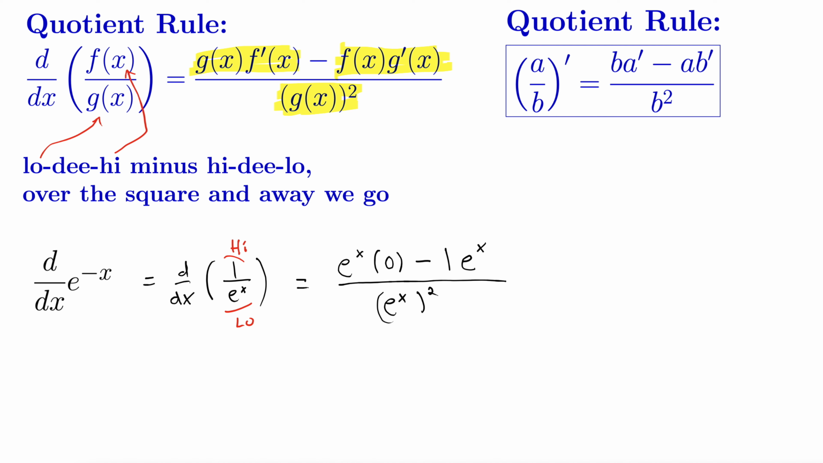All right, cleaning this up a little bit here. Well, e to the x times 0 is 0. So we are essentially looking at minus e to the x over e to the 2x. Well, we get some cancellation there, leaving us with negative 1 over e to the x. So you could leave the derivative like that. You could also write it as negative e to the negative x. Okay, so quotient rule is super useful in many different contexts, and it will be one of the main tools moving forward in calculus.